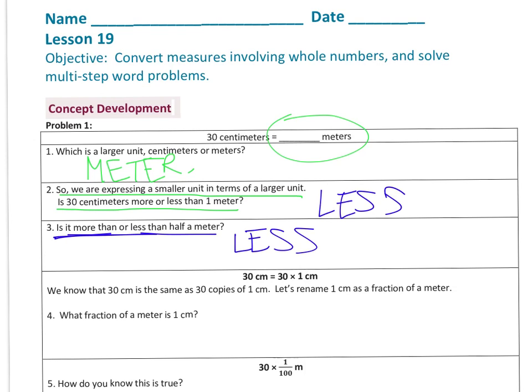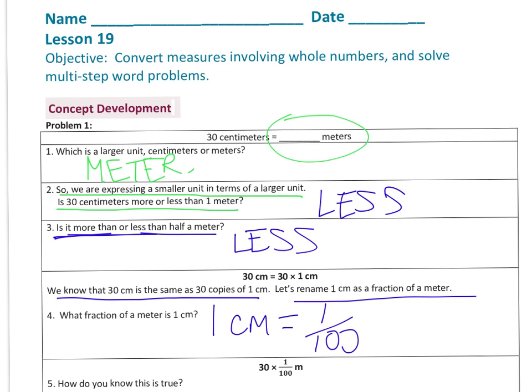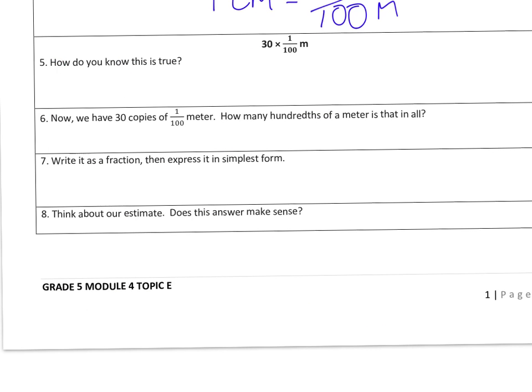So we know that 30 centimeters is the same as 30 copies of 1 centimeter. So let's rename 1 centimeter as a fraction of a meter. So we know 1 centimeter equals 1/100th of a meter. So what we have then is 30 1/100ths of a meter. Well, 30 times 1/100th, you know that that would be 30 hundredths.